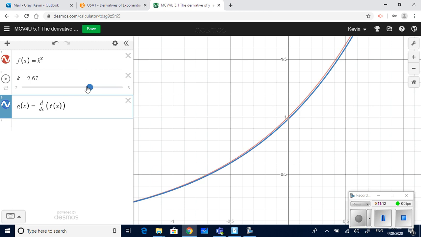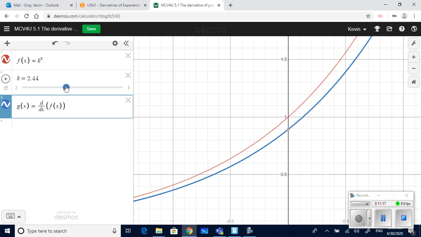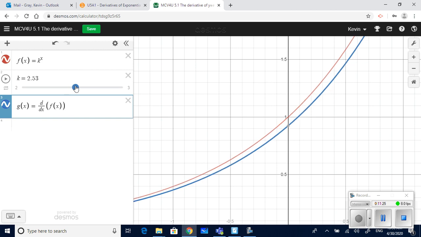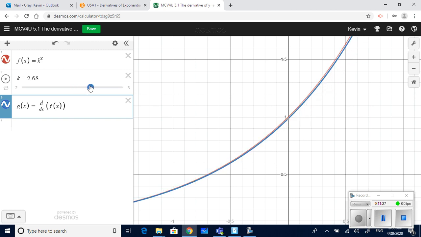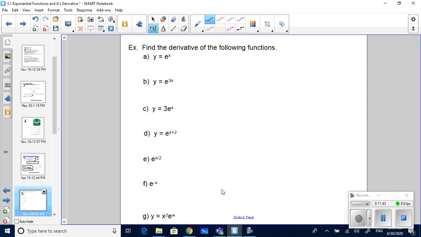Now, I haven't changed anything. My blue function still exists here. But what I'm doing by doing this is relating the original function with its derivative here, and I'm going to just try and find the same value here. So 2.71, and in Desmos I can graph derivatives of functions and vice versa here. Okay, so that's the concept of this special exponential function, e to the power of x, or y equals e to the power of x.